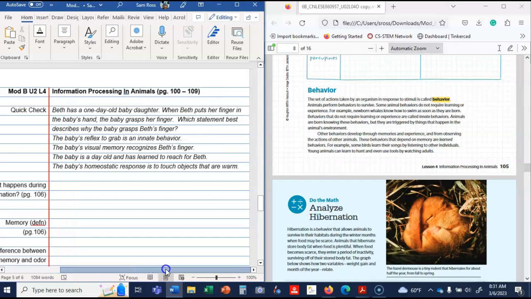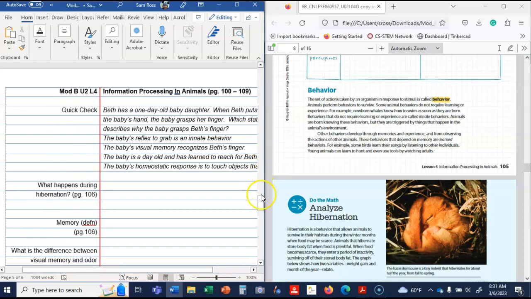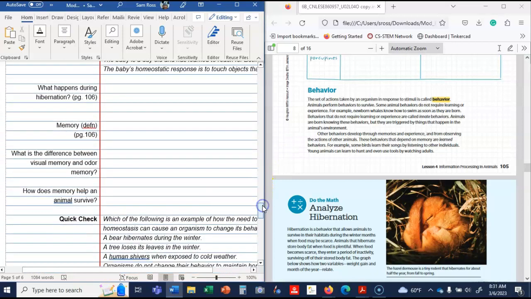And then we have another quick check. Beth has a 1-day-old baby daughter. When Beth puts her finger on the baby's hand, the baby grasps her finger. Which statement best describes why the baby grasps Beth's finger? And it's A. The baby's reflex to grab is an innate behavior. It's not learned. She didn't have to watch her mom grab things.